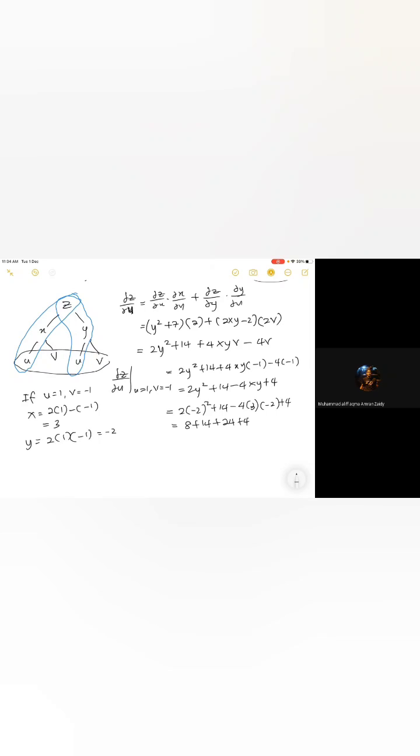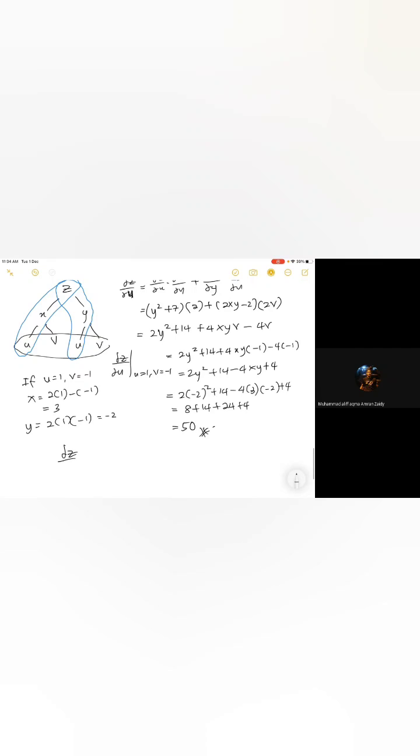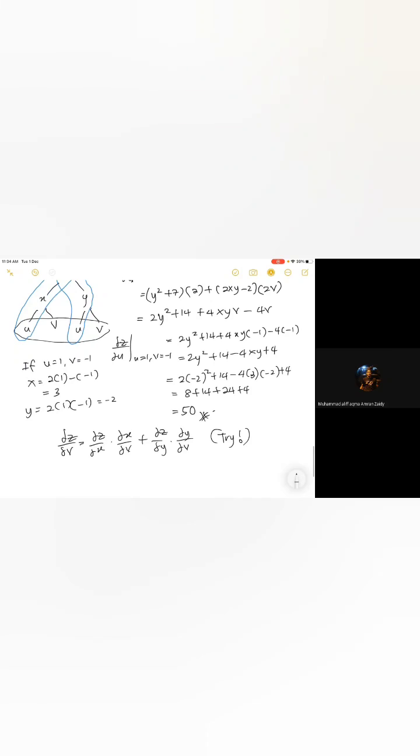So you'll have 50. Okay. So del z del v means del z del x times del x del v now. Okay. Look into v only. So you may try this one. Remember, when you substitute the value of u equals to 1, v equals to -1, actually you have to substitute the value of x equals to 3 and y equals to -2 as well from here. Okay, don't leave your x and y unsubstitute.